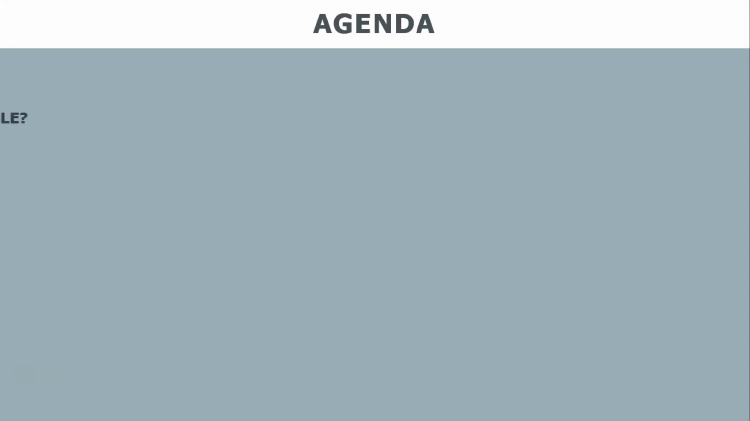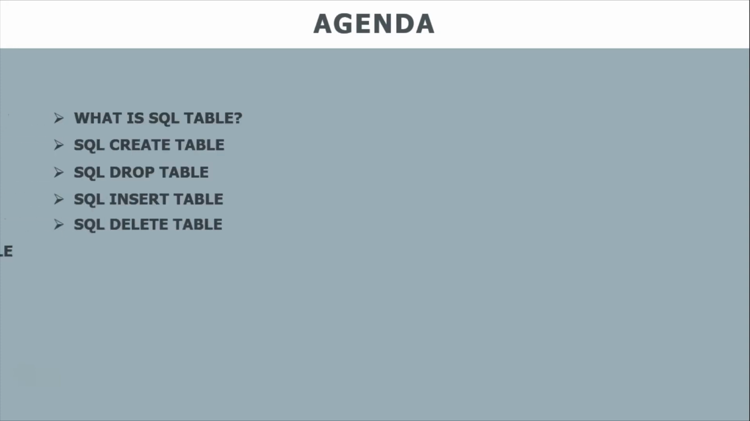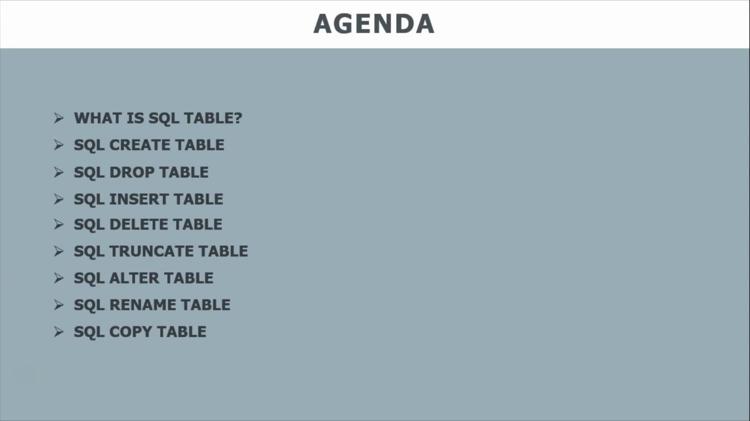Firstly, let us discuss the agenda for today's session. We'll start the tutorial by understanding what is SQL table, and then we'll look at how to create a table. After that, we'll see how to drop a table. Followed by that, we'll see how to insert a new value into the table. And then we'll look how to delete a table. After that, we'll see how to truncate a particular table. And then we'll discuss how to alter an existing table. After that, we'll see how to rename an existing table. Finally, we'll look at how to copy a new table.